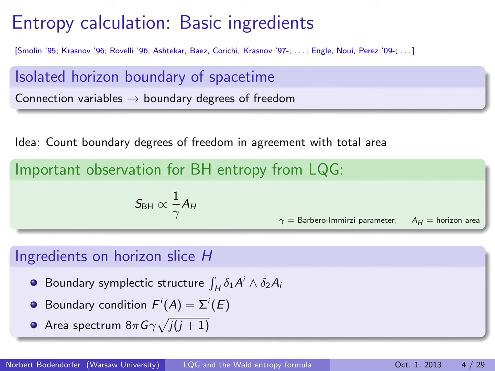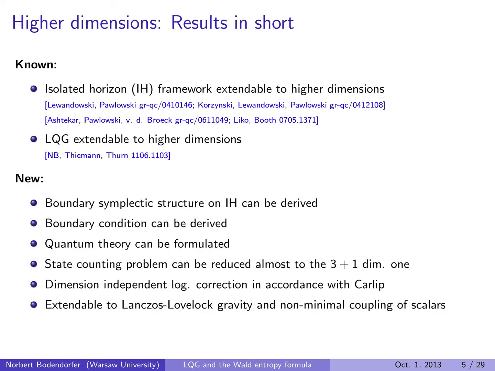Okay, let's go to the next slide, number 5, higher dimensions results in short. When you think about higher dimensions and look into the literature, you see two things. First of all, it is known how to formulate isolated horizons in higher dimensions. This was done by several authors. And we also know that we can extend loop quantum gravity to higher dimensions. So the new things that we had to derive and that I'm going to present in this talk are the following. We need to generalize this boundary symplectic structure to higher dimensions.